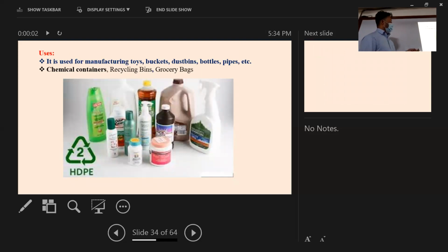This HDPE, many cosmetic bottles or other containers can be prepared by HDPE. It is used for manufacturing toys, buckets, dustbins, bottles, pipes, etc. Chemical containers, recycling bins, grocery bags. For different types of purpose, we can use the HDPE.